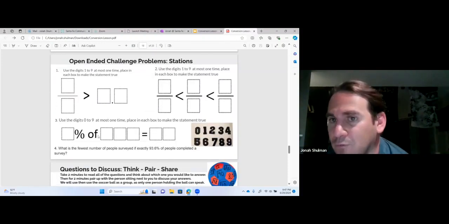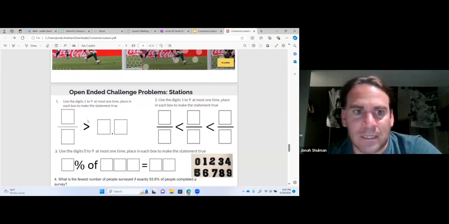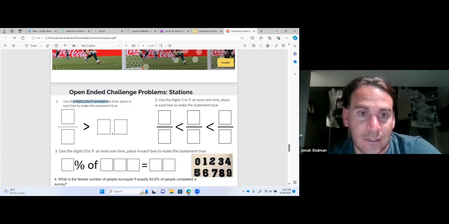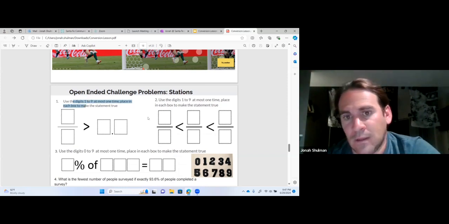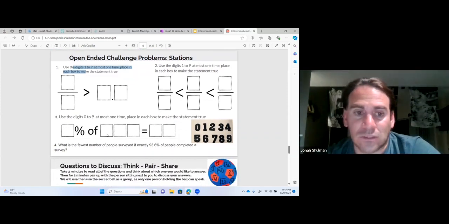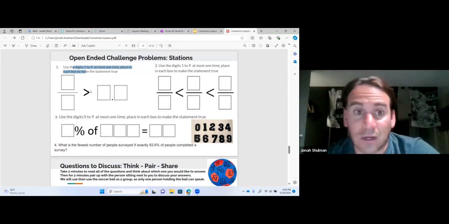Then on top of it, after they've done this game, they have challenge stations. It just got harder. So now they have the numbers 0 through 9 on the board, and they have to use the digits 1 to 9 at most one time to make a true statement. So what divided by what is greater than these two numbers? Now we have to make 3 statements using just the numbers 0 through 9, and then there's two harder ones. Blank percent of this number equals this number. So I'm giving them these open-ended challenge problems that are also increasing in difficulty.